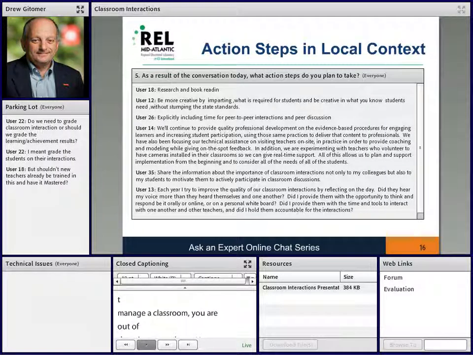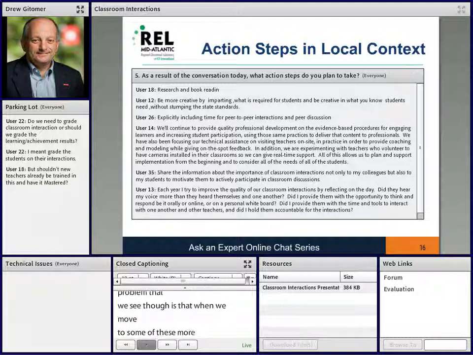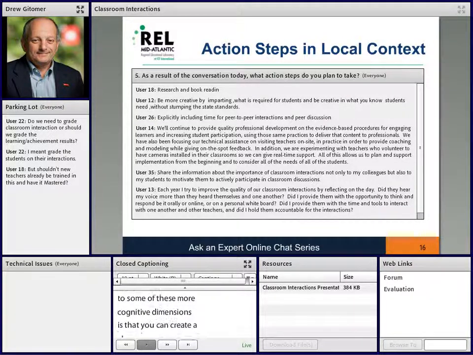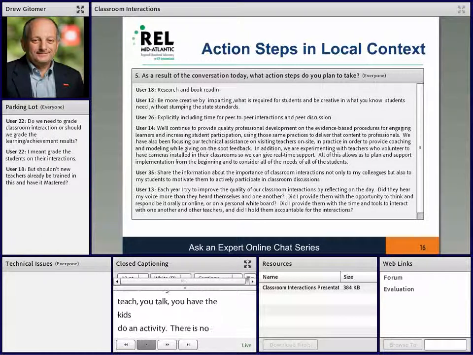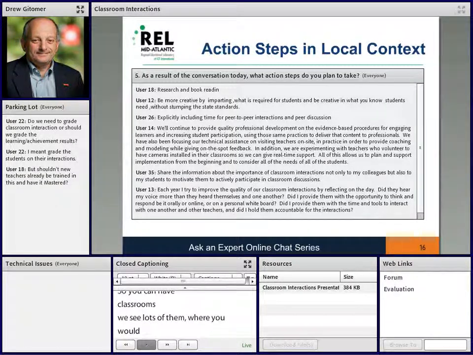The problem that we see, though, is that when we move to some of these more cognitive dimensions, you can create a classroom environment where you really don't have access to kids' understanding. You teach, you talk, you have the kids doing activities, there's no real questioning. And so you can have classrooms, and we see lots of them, where you would not have a good sense of whether the kids understand much or not, and what they do understand. And so that's why this classroom management is critical.